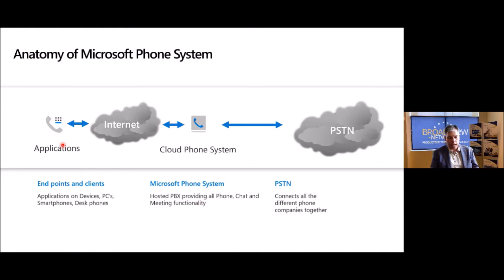Because whether it's the Teams app on a desktop, a tablet, a mobile phone, or a Teams desk phone, it's the interface and the application that then is connecting over the internet to Microsoft's cloud phone system, which is then connecting to the public switched telephone network. So it's a different configuration for how you're actually making those 10-digit phone calls, but it's also different hardware and capabilities within the tools that you use.